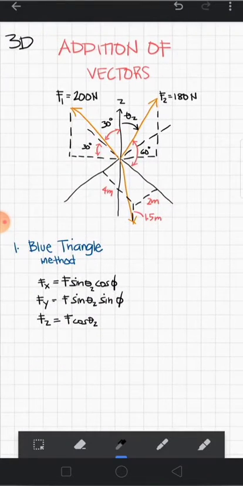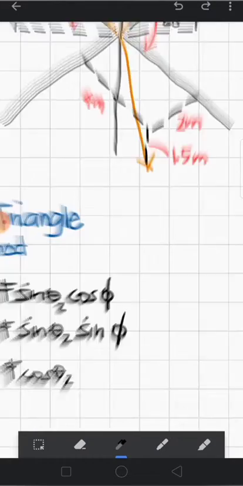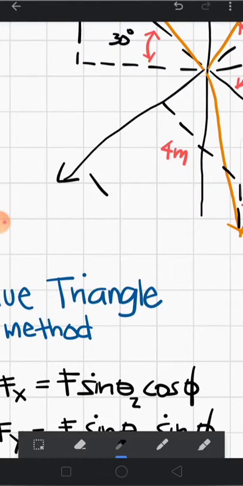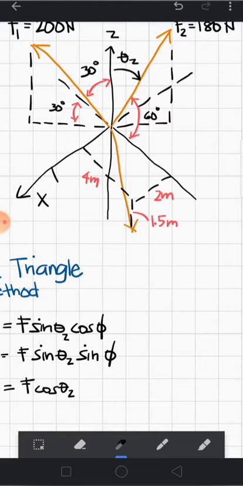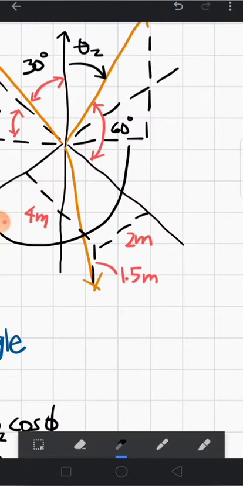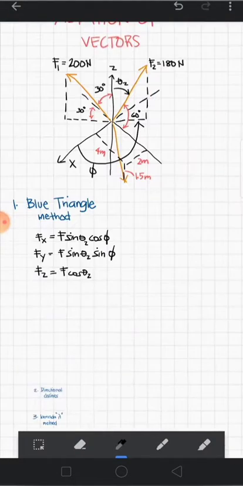And the phi is the angle between the positive x axis. See, this is the x axis, positive x axis towards the force. Something like that. That's it.